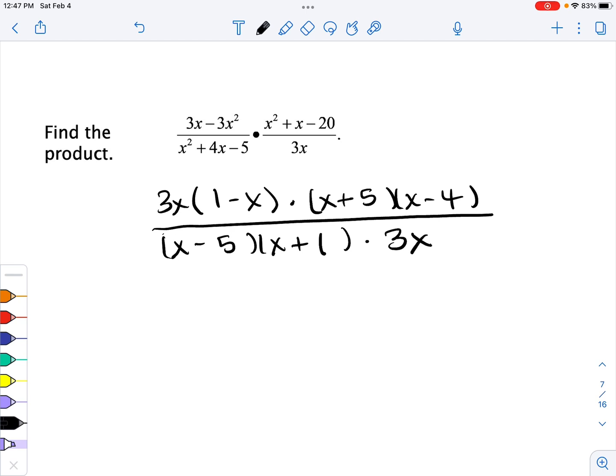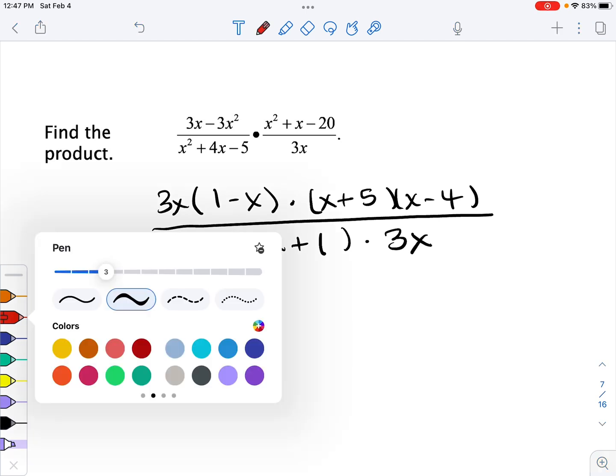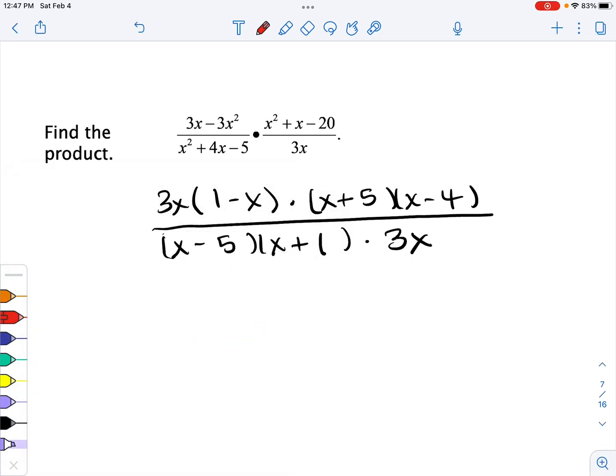All right, let's change colors here. I love this part, is dividing everything out. Now, when you divide things out, I want you to also realize those are going to be your excluded values. So as you do them, you might want to just go ahead and start writing them out. So x cannot equal 0 here because 3 times 0 makes that 0. Okay, there's my first excluded value.